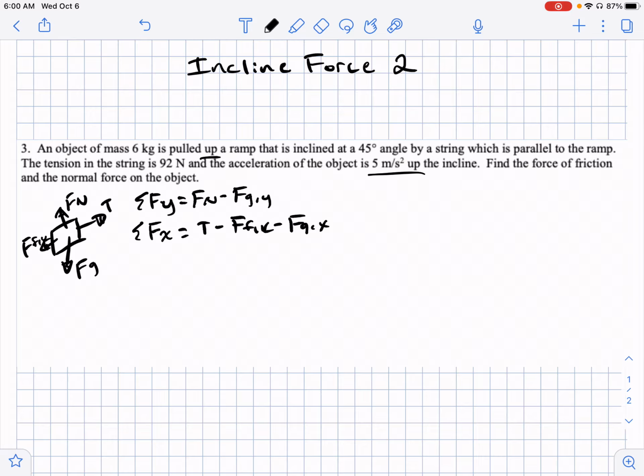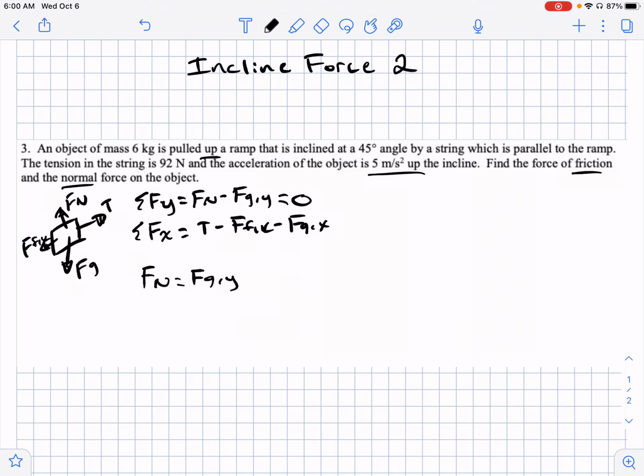And they're asking me to find the force of friction and then the normal force. So let's start with our normal force, okay? Because vertically speaking, we're balanced, right? We're not accelerating off the ramp, right? We're accelerating up the ramp. And so my normal force then is just going to equal your y component of the weight.